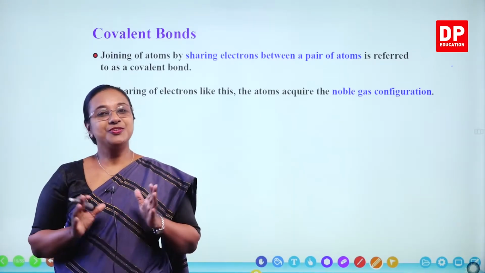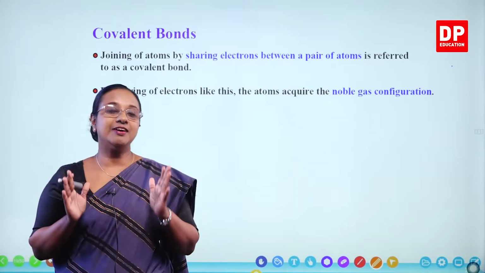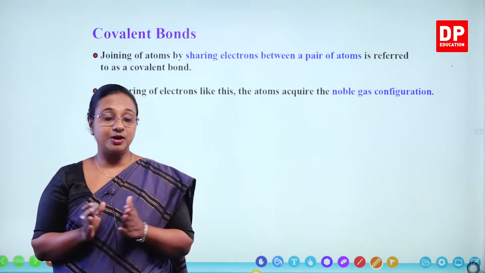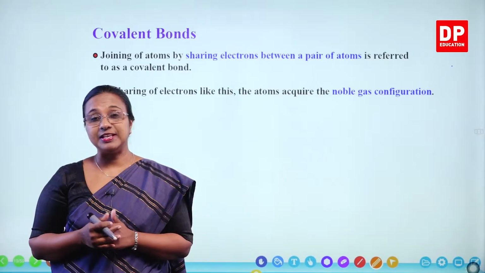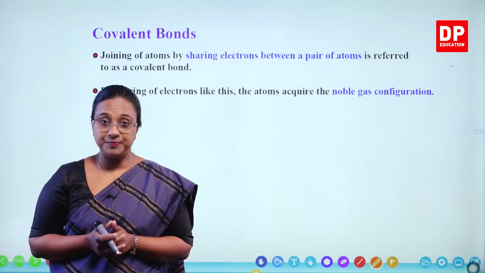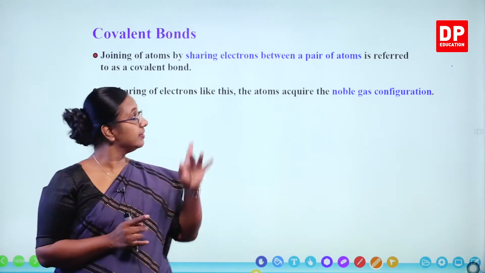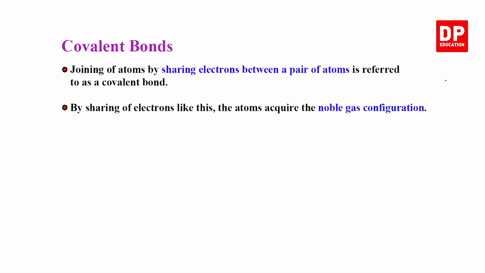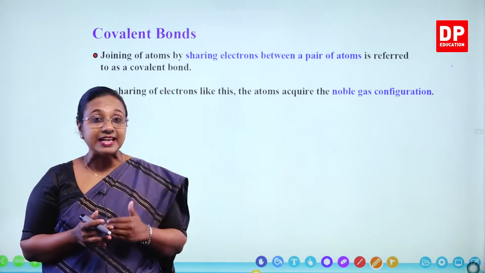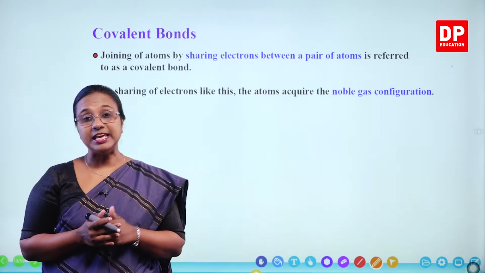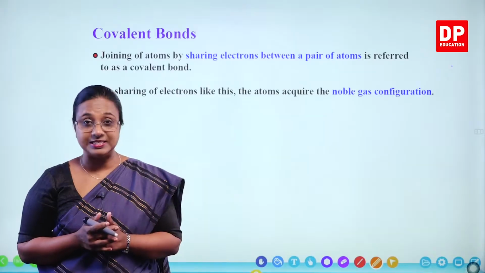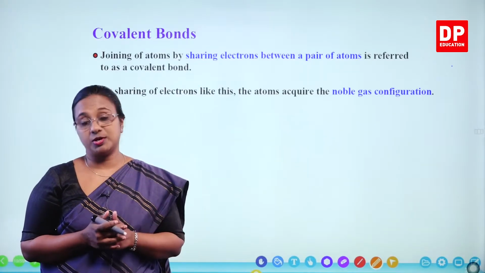Okay, students. We have already discussed what ionic bonds are and how they form, and you are familiar with the ionic lattices as well. Now we are going to discuss the second type of bond, that is covalent bonds. From the name, you can understand covalent. That means the atoms involved in bonding are sharing the valency.